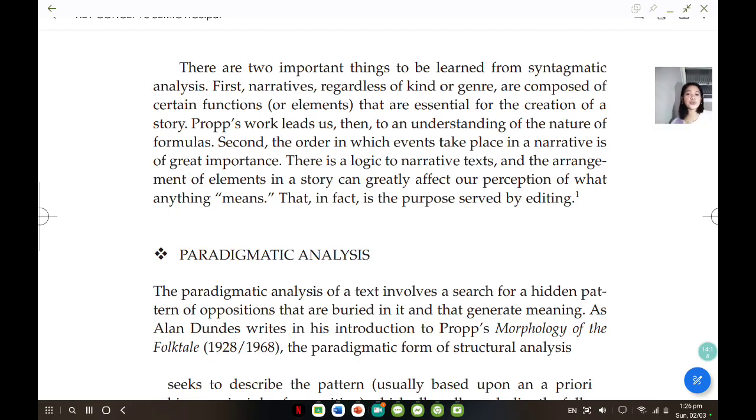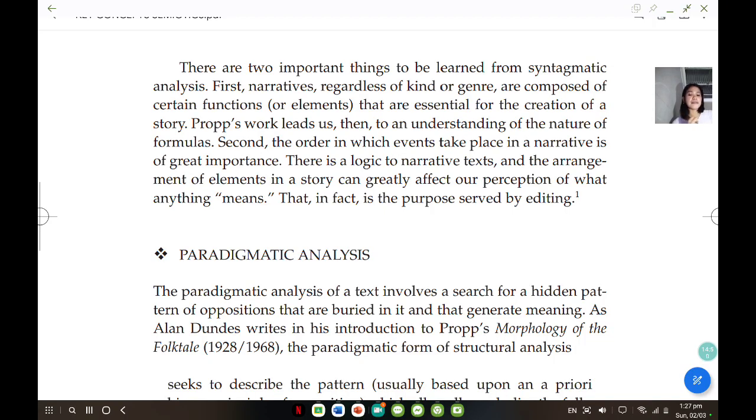So there are 2 important things to be learned from syntagmatic analysis. First, narratives, regardless of the kind or genre, are composed of certain functions or elements that are essential for the creation of story. Propp's work leads us then to an understanding of the nature of the formulas. Second, the order in which events take place in a narrative is of great importance. So there is a logic to narrative text.